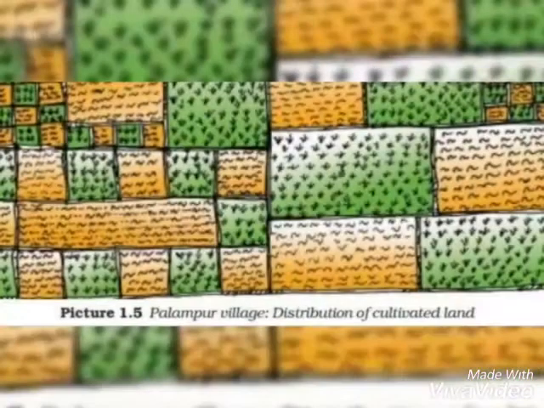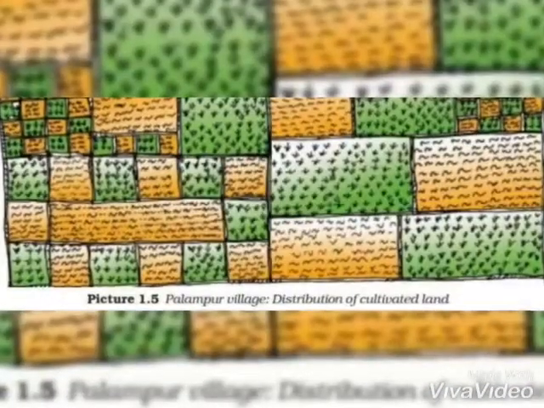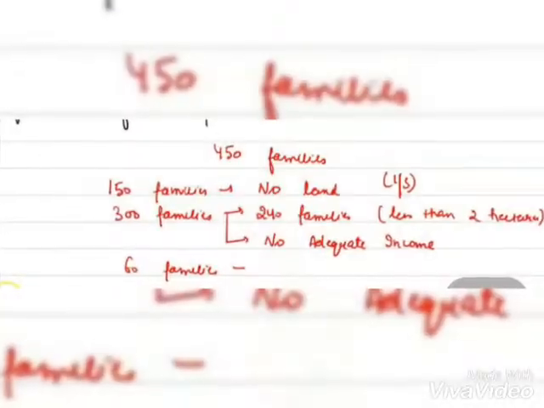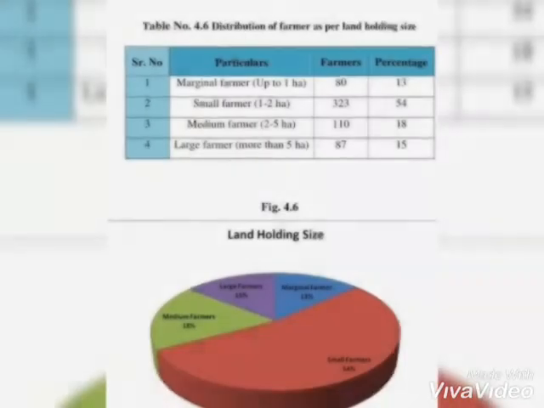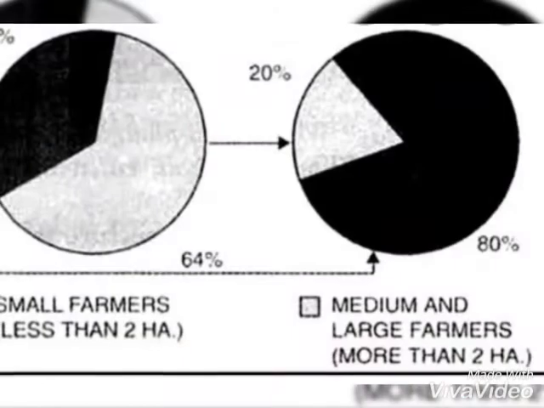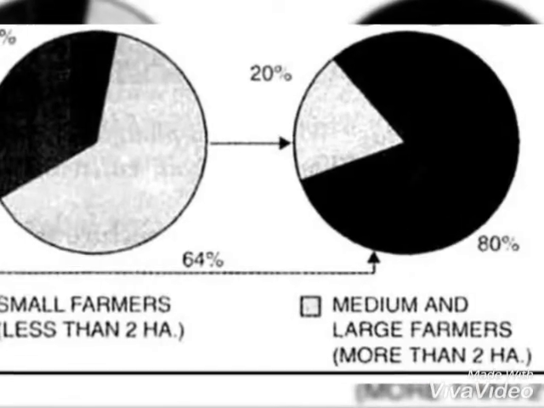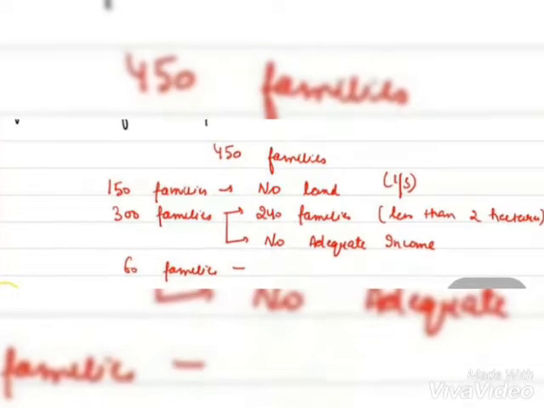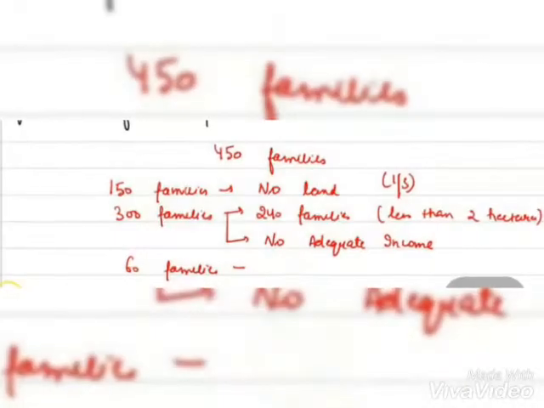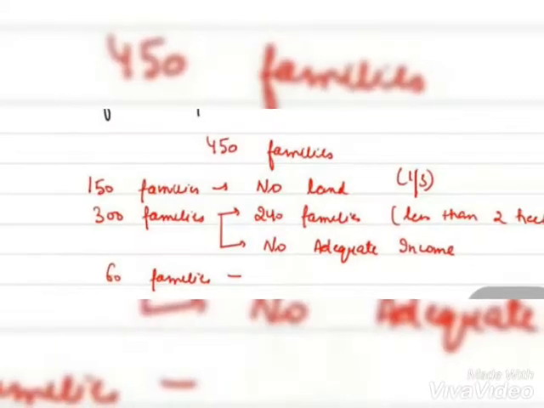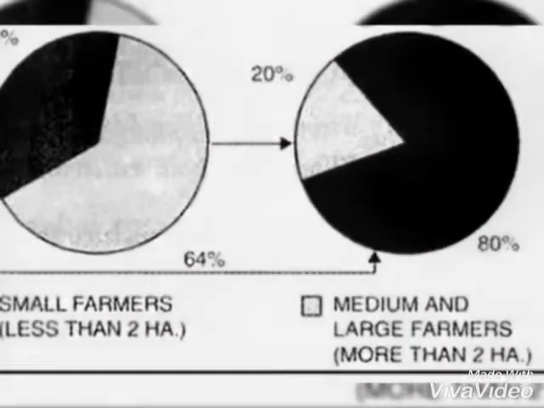The next factor is the distribution of land. About 1/3 of the 450 families are landless in Palampur. 240 families cultivate small plots of land, less than 2 hectares in size, and the remaining 60 families cultivate more than 2 hectares of land. A few of the large farmers cultivate 10 hectares or more of land.